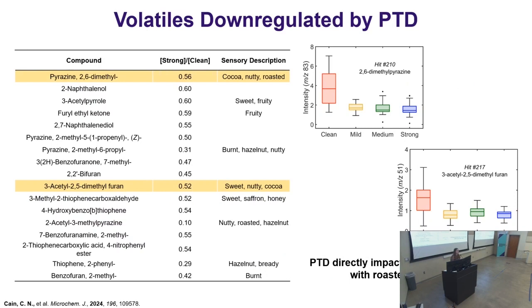We can look at their sensory descriptions and we see that they have nutty, fruity, and roasted aromas, so those very desirable aromas that you would want in your coffee beans. And if we look at the box and whisker plots for two example analytes, 2,6-dimethylpyrazine and 3-acetyl-2,5-dimethylfuran, we see that they have their highest signal in the clean coffee samples, but their lowest signal in any of the potato taste defect samples, mild, medium, or strong, and it's relatively invariant in all of those samples. So we can say that potato taste defect directly impacts the aroma associated with roasted coffee beans.